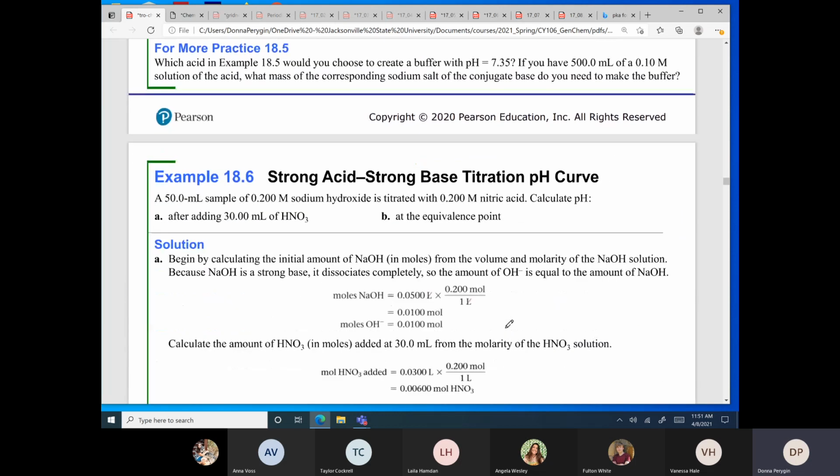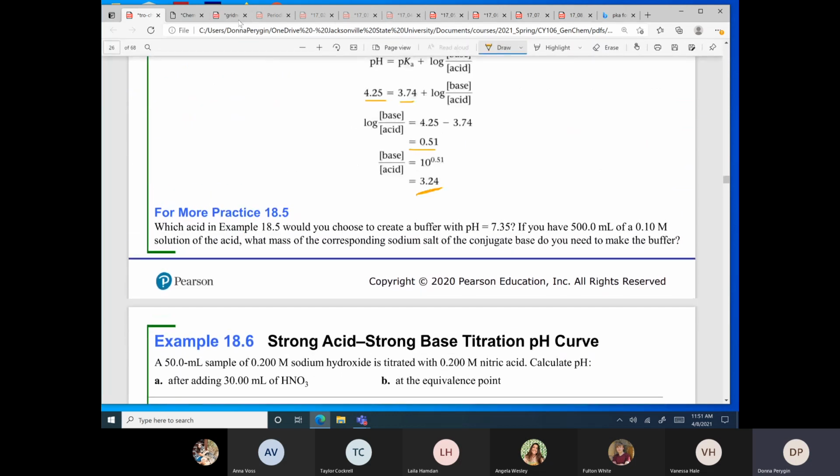Okay, so I'm going to work the Try It Yourself practice problem here. Practice 18.5. Which acid in example 18.5 would you choose to create a buffer with pH 7.35 if you have 500 milliliters of a 0.1 molar solution of the acid? What mass of the corresponding sodium salt of the conjugate base do you need to make the buffer? So this one is going to be a little bit more complicated, and again there were errors, so I had to go back and rework this problem.